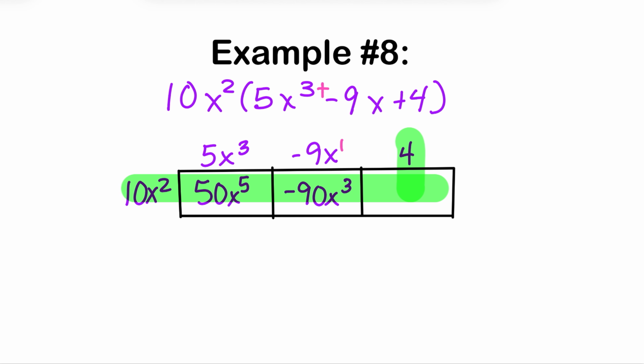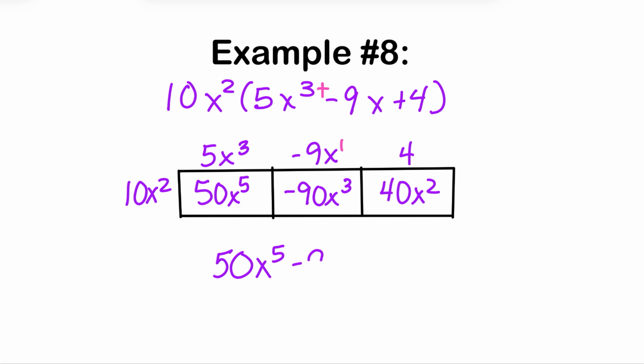Last, we're going to multiply 10x squared times 4. That gives us 40x squared. The answer is 50x to the 5th minus 90x cubed plus 40x squared.